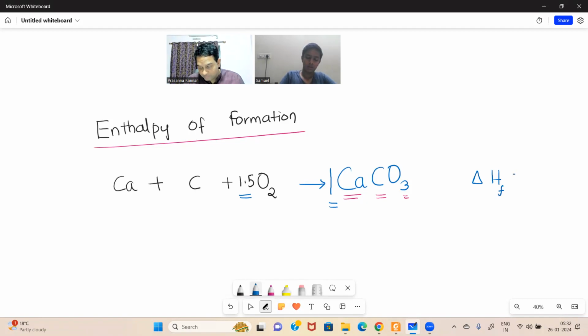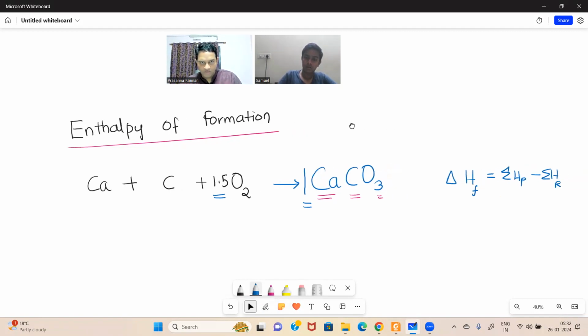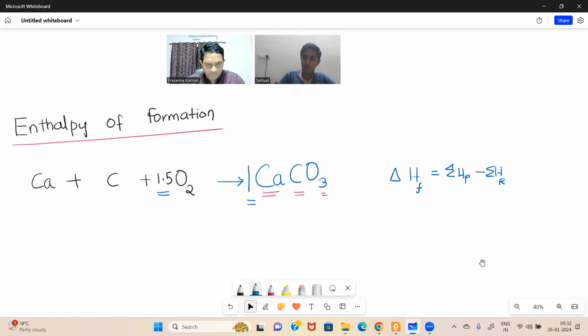What is meant by this? The total heat of the products minus the total heat of the reactants. So what is enthalpy of formation? Total heat of the reactants minus the total heat of the products? No, it is the reverse. Always it is products minus reactants. Clear?